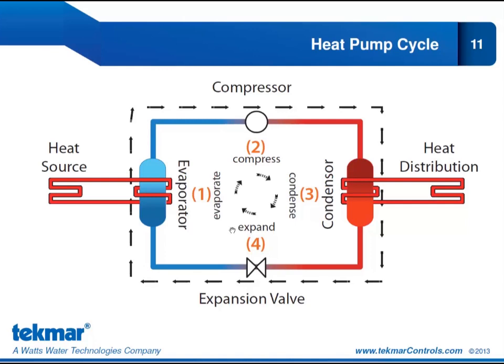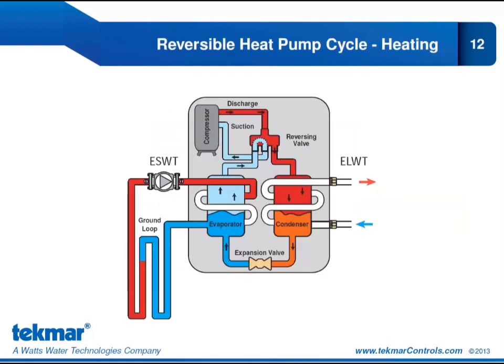And it is this cycle which is able to take the energy from the source, concentrate it, and release it to the heat distribution side. So let's take a look at a greater detail when we are in heating mode. Here's my ground loop. And because we are collecting earth energy from this source, this is my entering source water temperature, which we will refer to as ESWT. And it passes around the evaporator coil before returning back to the ground loop.